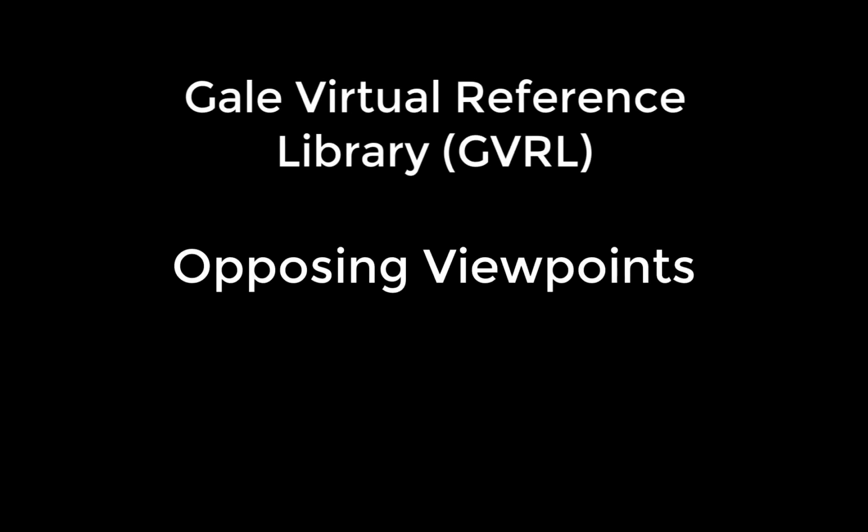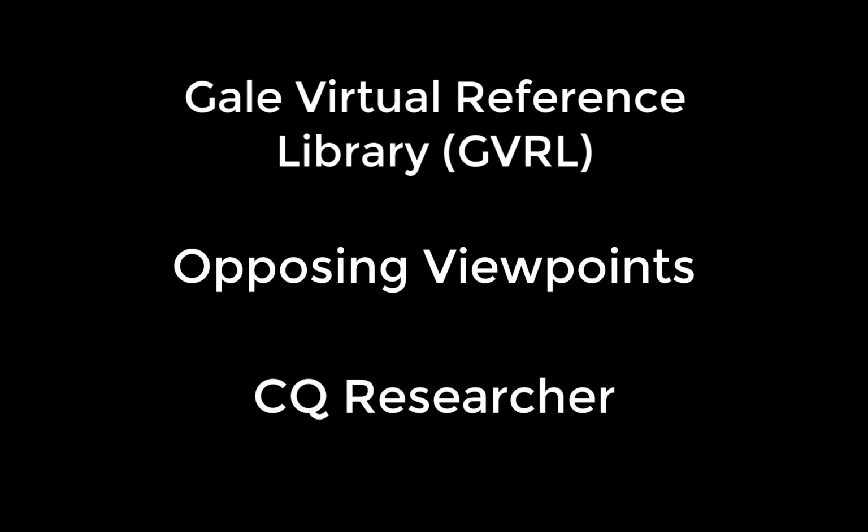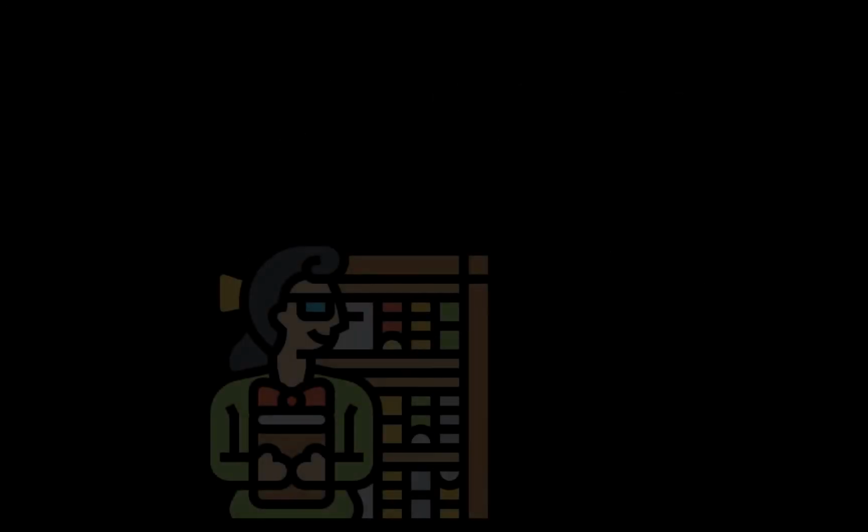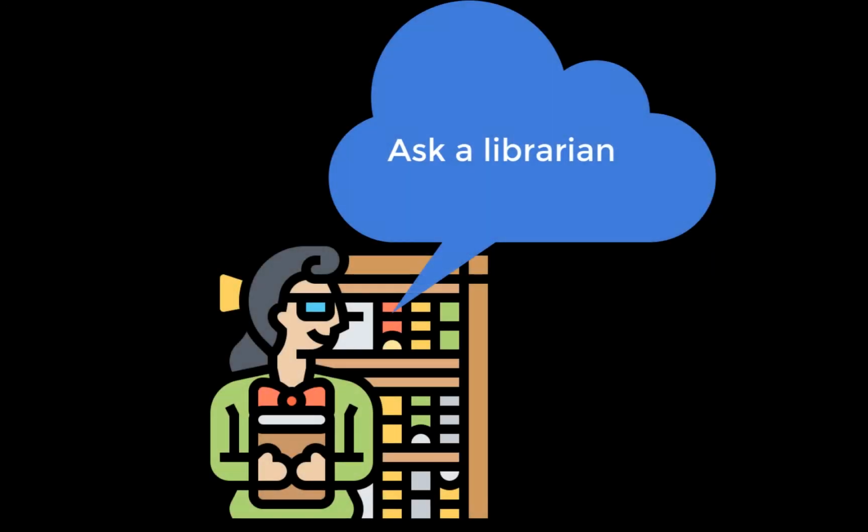In this video, we've looked at 3 databases: Gale Virtual Reference Library, Opposing Viewpoints, and CQ Researcher. These 3 databases should help you do preliminary research on your topic. But remember, you can always ask a librarian if you can't find what you're looking for.